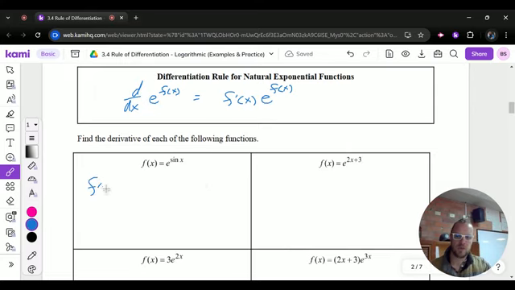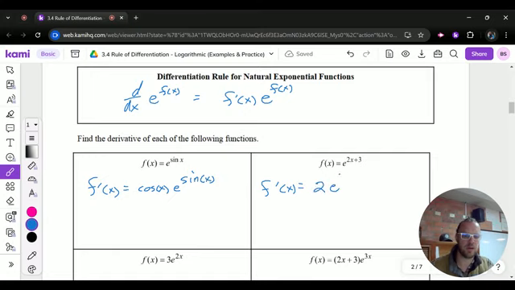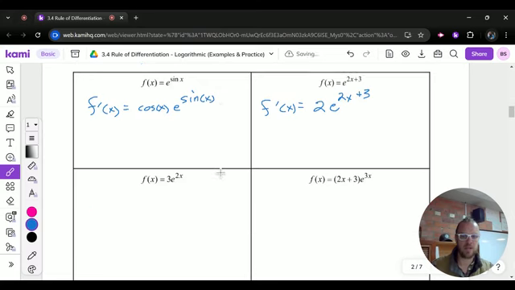For this one, we're going to take the derivative of that exponent, which is cosine of x, and we're going to just put in the original function, e to the sine of x. So as you can see, super easy. Do the same thing over here. The derivative of our exponent is 2, and then we put in the original function again, and so on and so forth. A little bit trickier if we've already got a coefficient, but all it means is that the derivative is 2, and we multiply it by that existing coefficient to get 6e to the 2x.